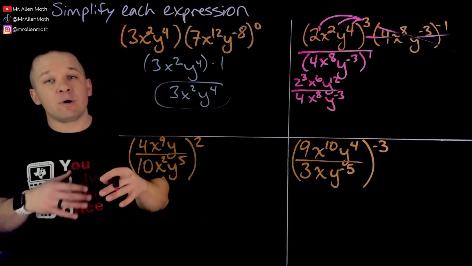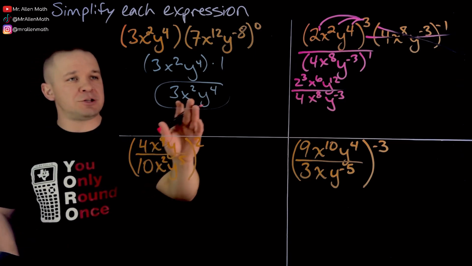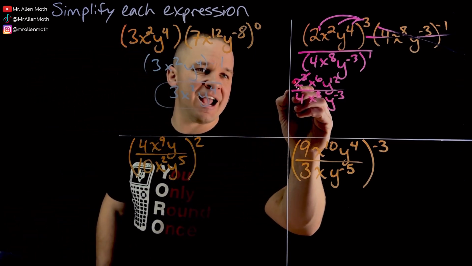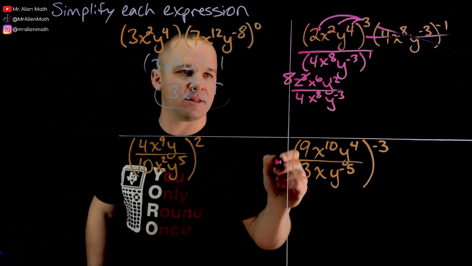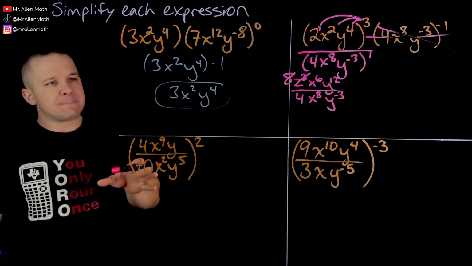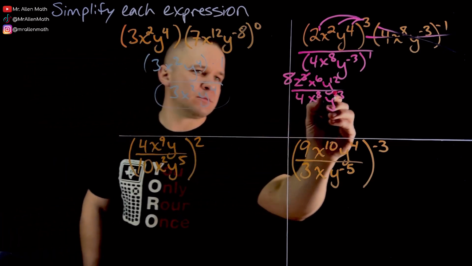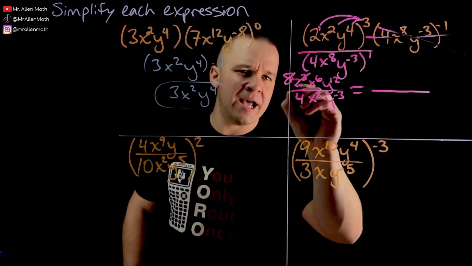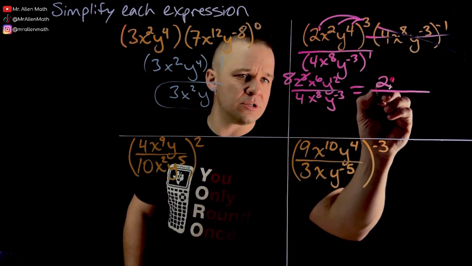All right, now we can start to clean some things up. I know that 2 to the 3rd power, that is 8. So I'm just going to rewrite that as an 8 right there. Okay, and now I can do some simplifications. So for 8 divided by 4, that's just 2.